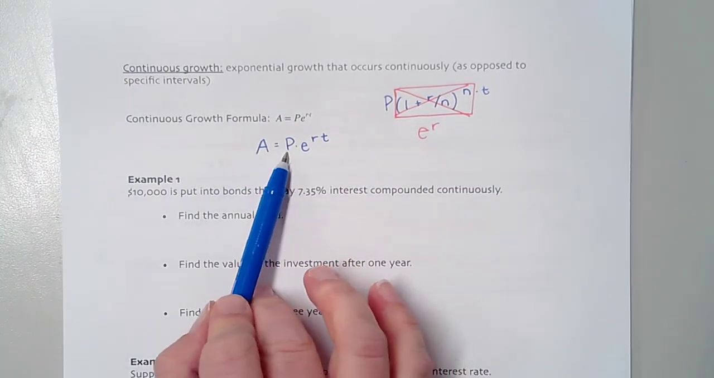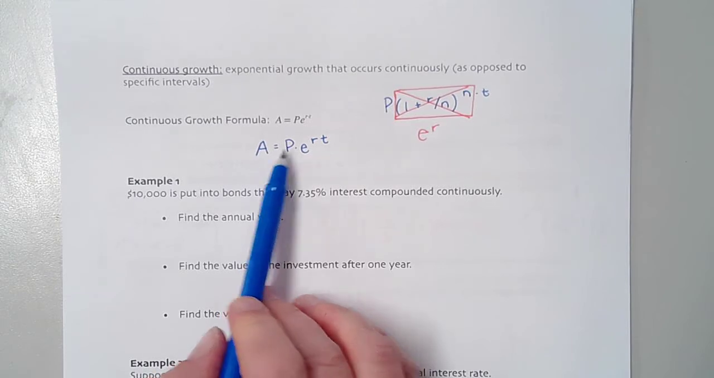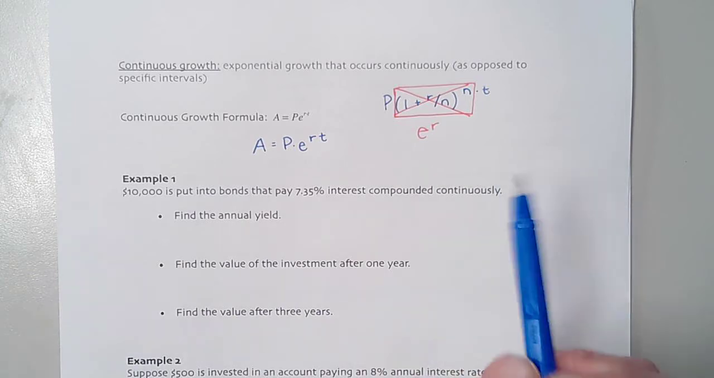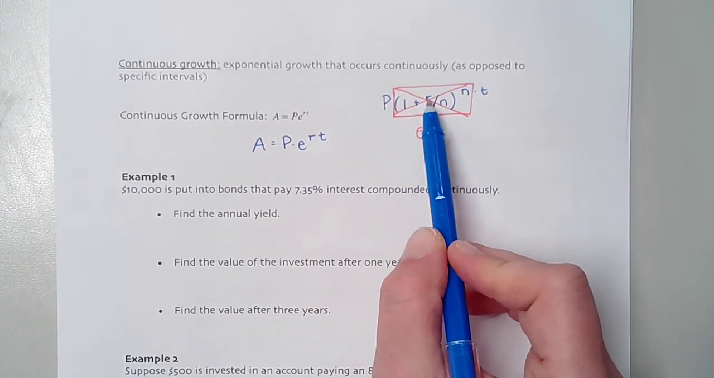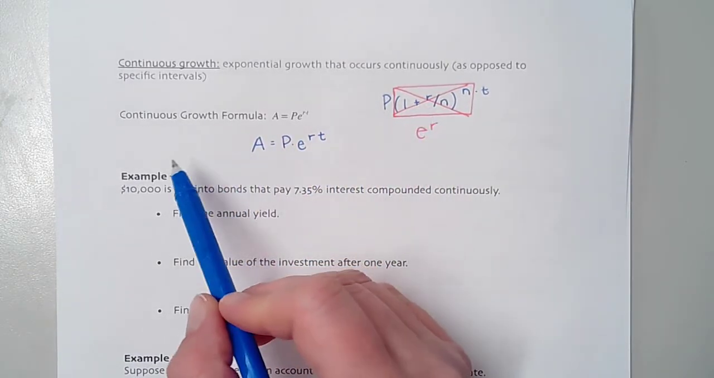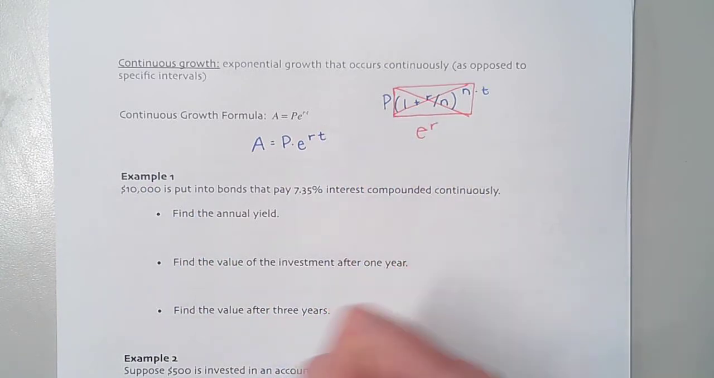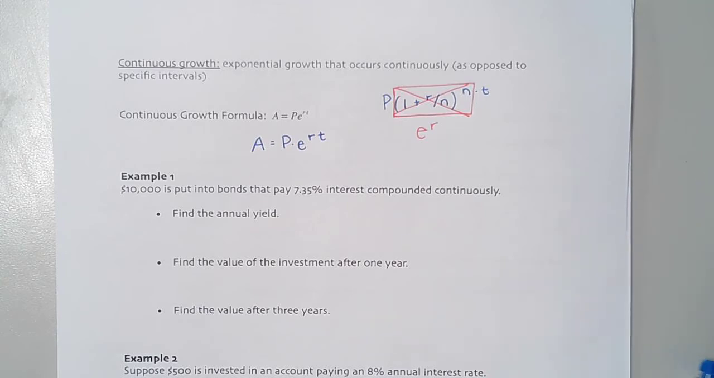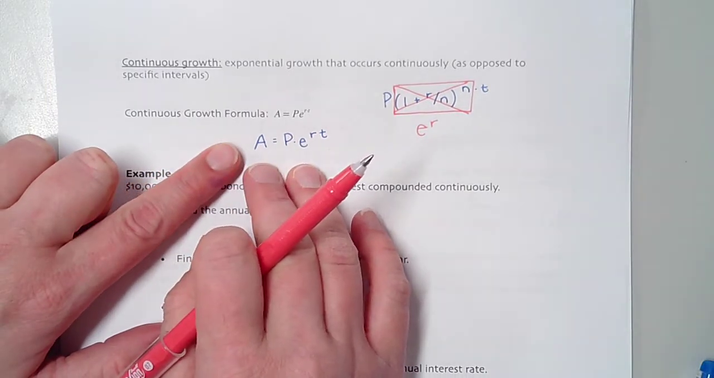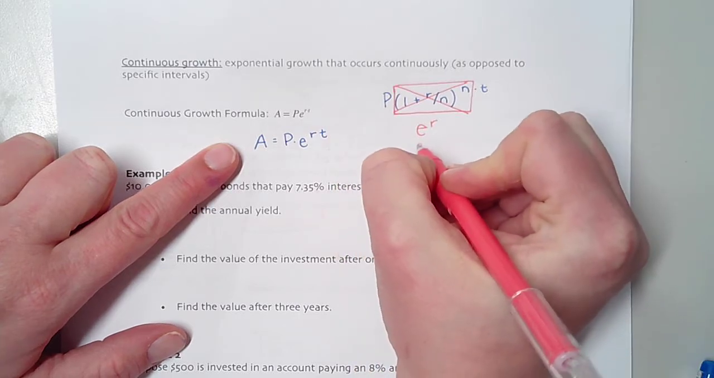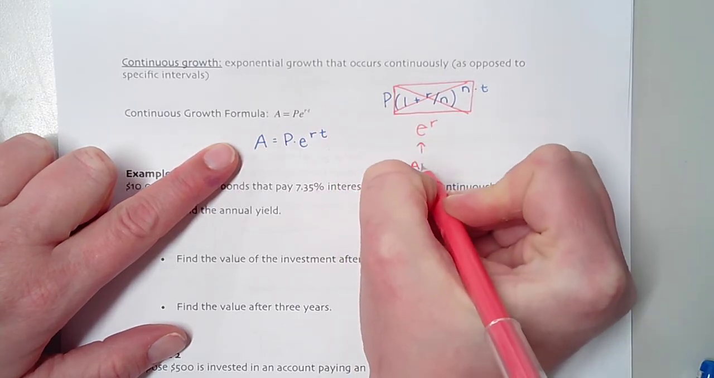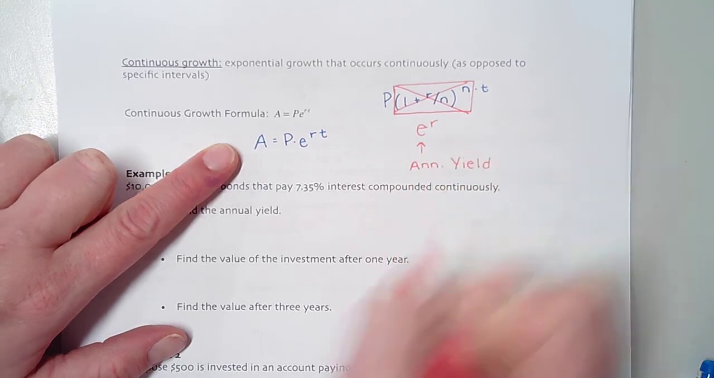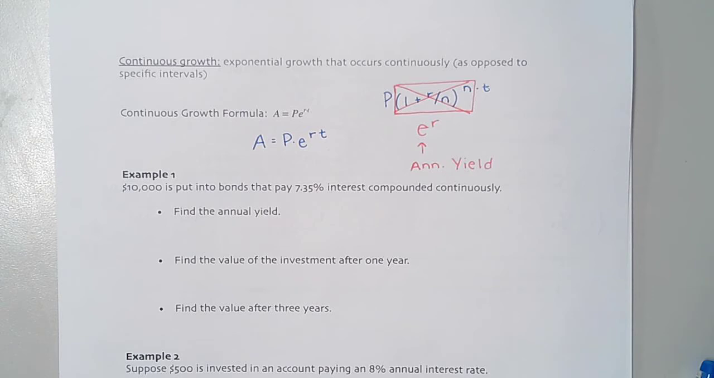Where P is your initial investment or your initial amount. e is that irrational number that we were just talking about, and your calculator is going to handle that for you. r is your rate. It's the same as this r, okay? It's your rate of growth. And then t is your time in years. With this type of growth, especially when we're talking banking, the e to the power of r is what gives you your annual yield. Okay, that's what's going to tell you your annual yield amount.